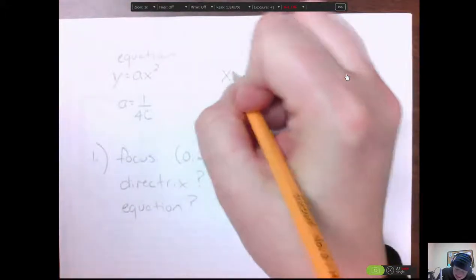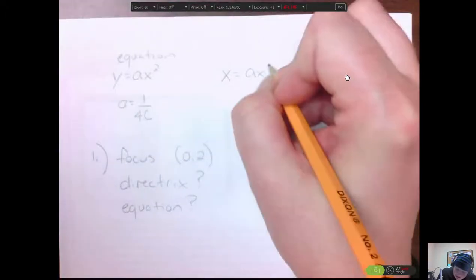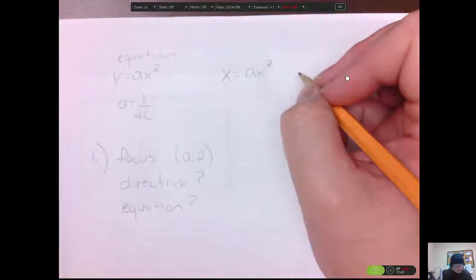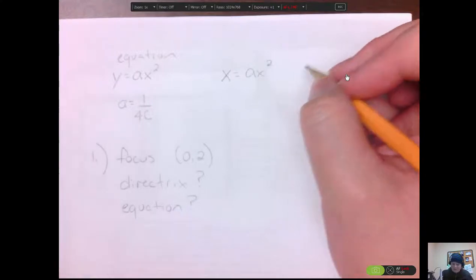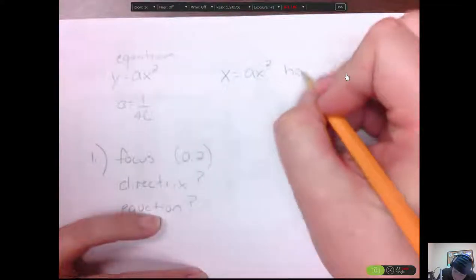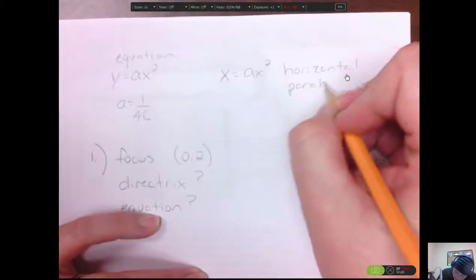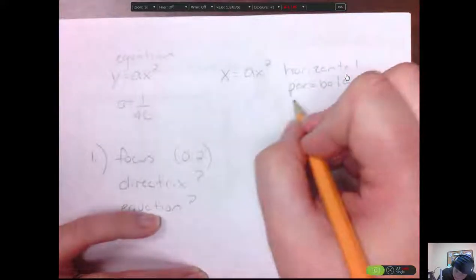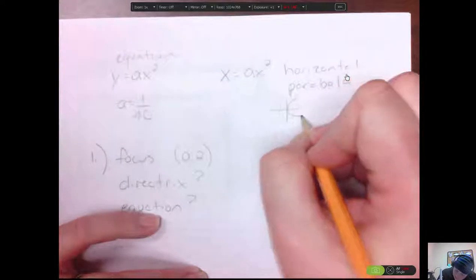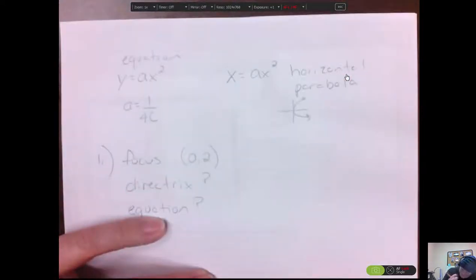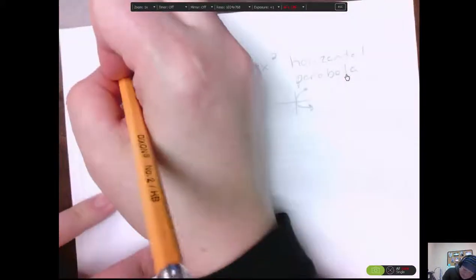So x equals a times y squared is, how do I say, horizontal. That's how they call it, a horizontal parabola. So it's going to go, just a little picture to help you, it's going to go like that, right? And then this one's going to be a vertical.